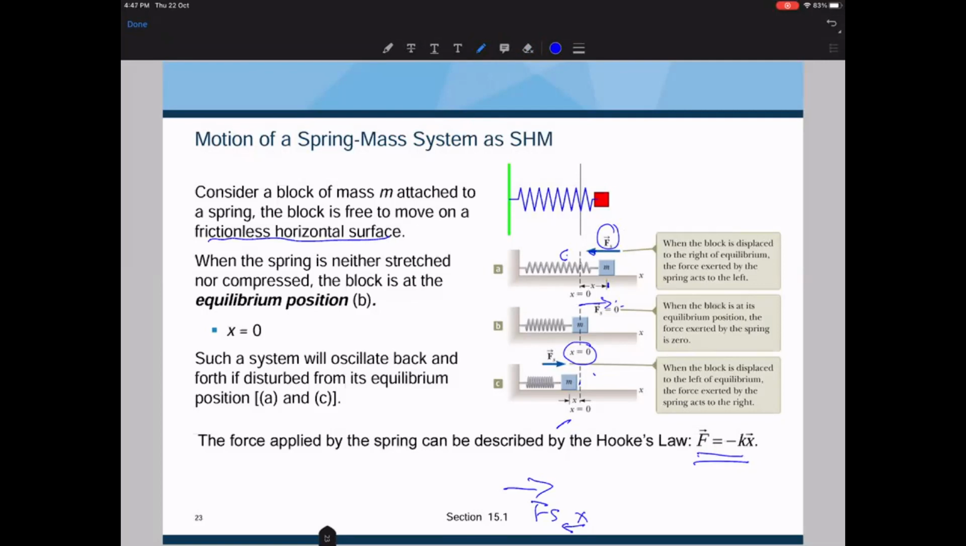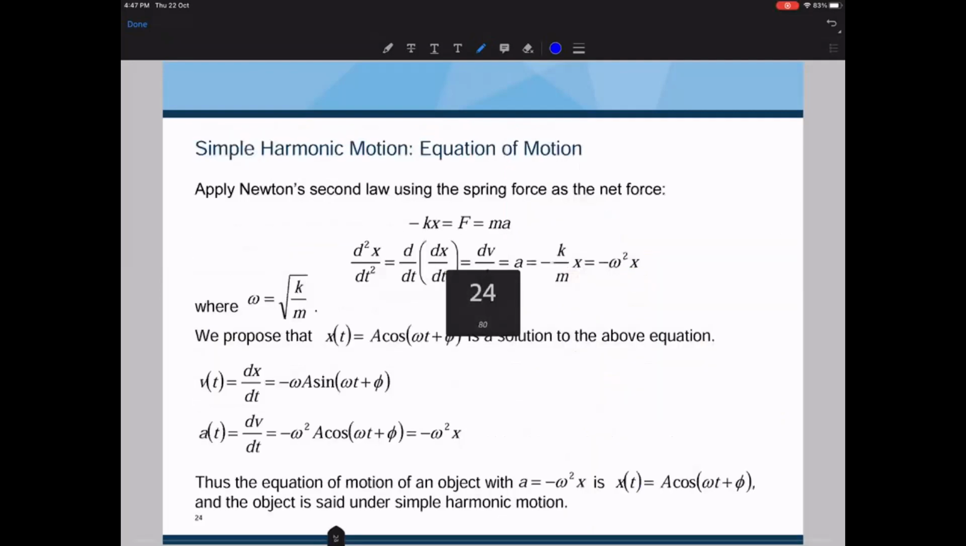At that time, the particle has velocity, and because of inertia, the particle overshoots the equilibrium point, and it keeps moving in the negative x direction. So the spring is compressed. It provides a force that opposes the motion. So when the particle is finally stopped due to the deceleration forced by the spring, it would be pushed back to the equilibrium point, and the motion repeats. So it is a never-ending story, apparently.